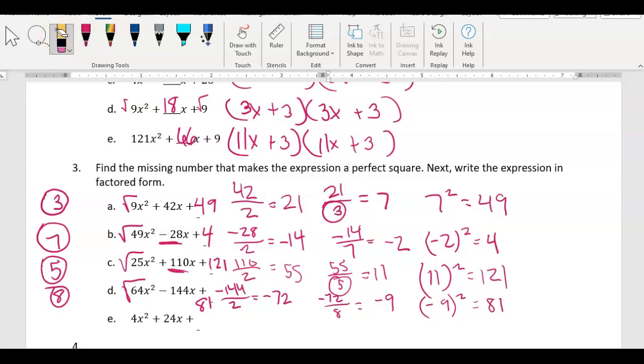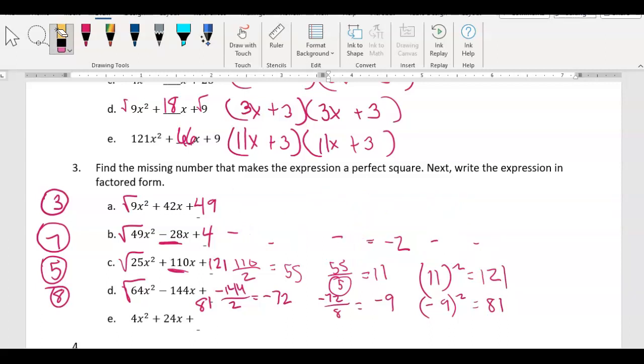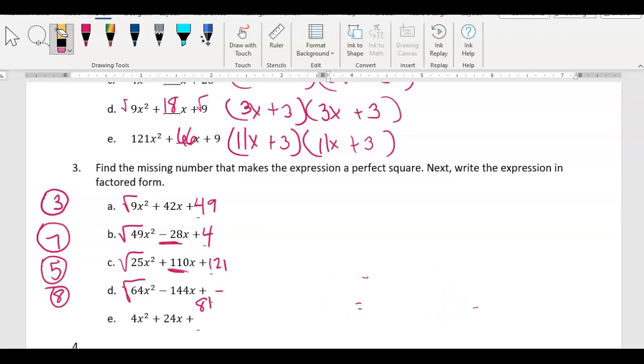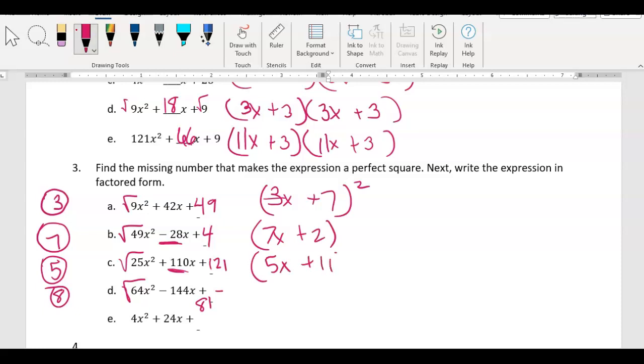It also then asks us to write this in factored form. So you might need more space than this to actually do all of that. I would recommend doing it on another piece of paper. But all this little side work that we had to do. But I can rewrite this then as 3x plus 7 squared. Okay? 7x plus 2. 5x plus 11. Don't forget your squared like I did. Okay? And then 8x plus 9.